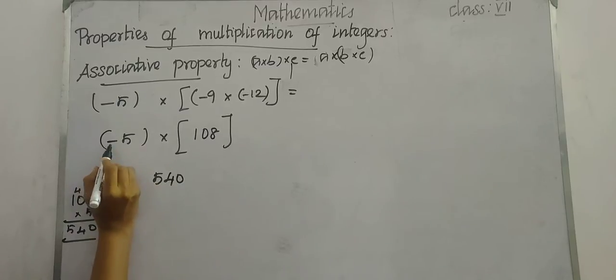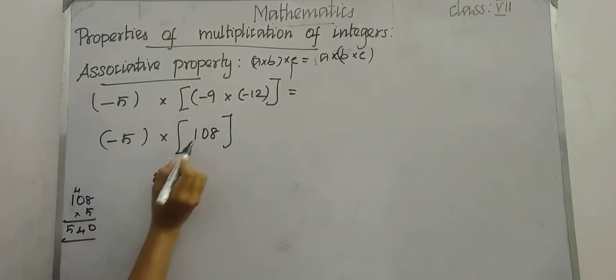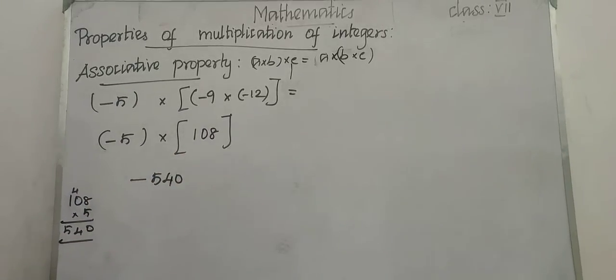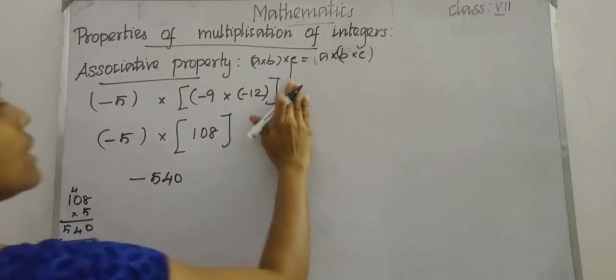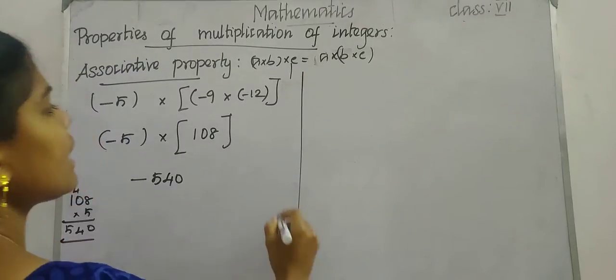So, here see minus and plus. So, minus into plus is minus. So, the answer is minus 540. Okay, let us group it in a different way and find the answer.